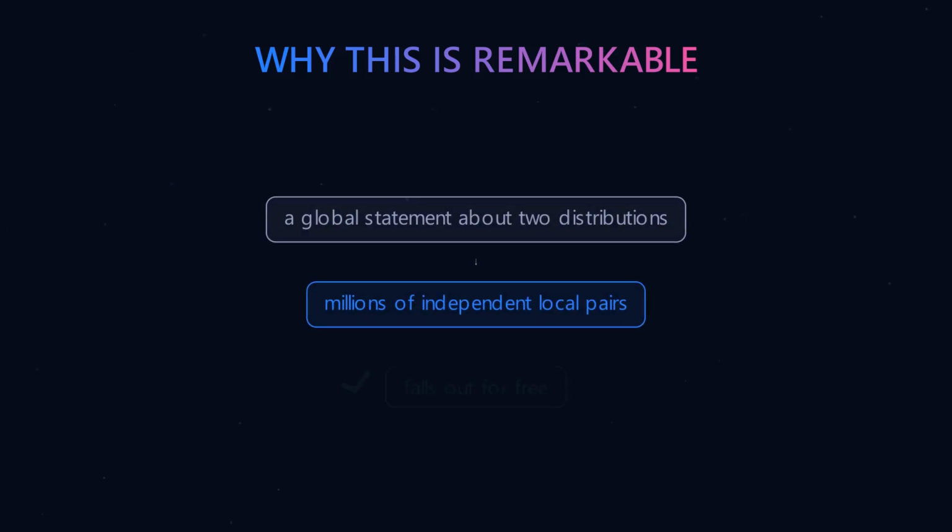Sit with how strange this actually is for a moment. We wanted to learn a vector field that correctly transports an entire high-dimensional cloud of noise onto an entire high-dimensional cloud of real images. A global, population-level statement about two distributions. And the recipe that provably achieves it is, look at one noise point, look at one image, draw a straight line between them, and regress. No pair of samples ever needs to know about any other pair. The global transport problem falls out for free from millions of independent, local, straight-line examples. That's the quiet mathematical trick underneath the entire paradigm.